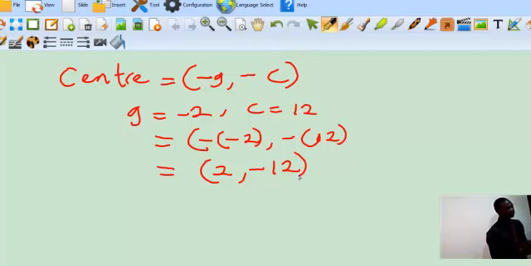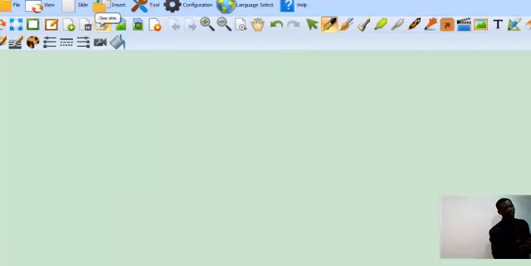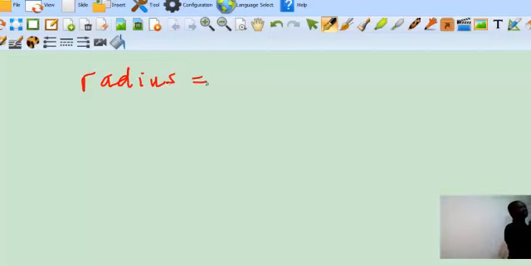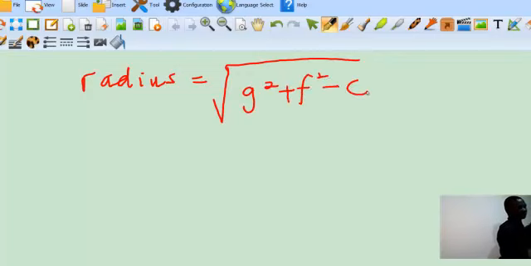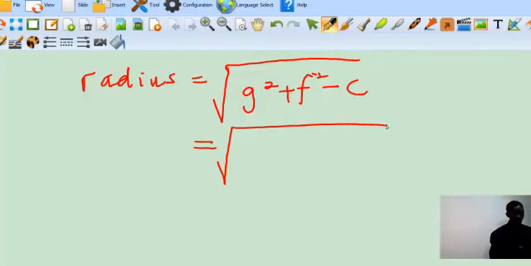Now, what about the radius? It is very important for us to calculate the radius. And how are we going to do that? There's a formula you use to calculate your radius. Your radius is equal to the square root of g squared plus f squared minus c. That is your expression for radius. So how are you going to do that? All you need to do is to substitute all these values into the expression.